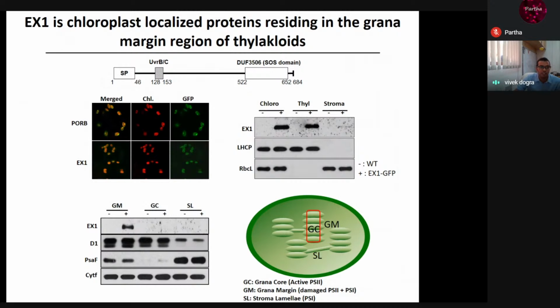If we see the protein structure, the protein has a signal peptide to be targeted to the chloroplast, and this protein has a UvrB/C domain and a domain of unknown function, DUF3506, at the C-terminal end. So this protein until now had no function and was not characterized. So we started working with this protein.